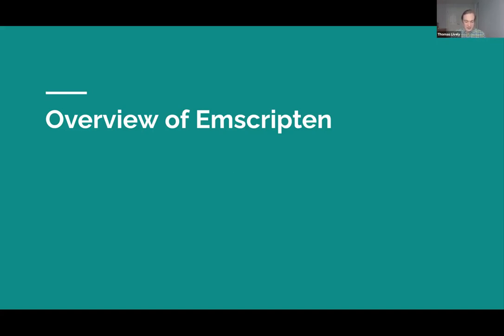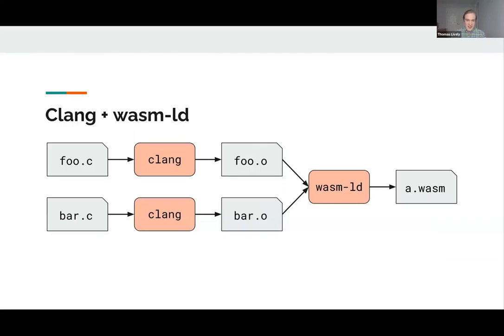But now we'll look at how Emscripten works, so that we can figure out how this module splitting should fit into the toolchain. At its core, Emscripten is really just Clang and WASM-LD. These are both upstream LLVM projects. Obviously, Clang is the C and C++ compiler we all know and love. And WASM-LD is the WASM-specific version of LLD, which is LLVM's linker.